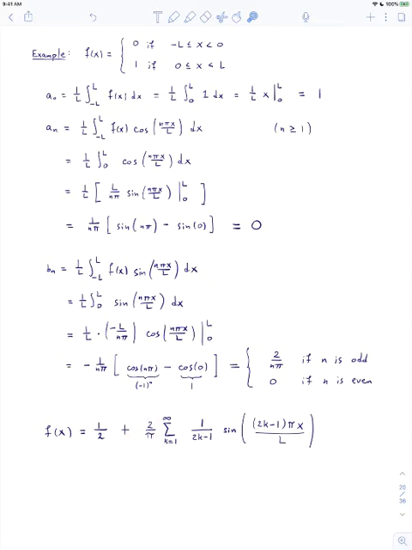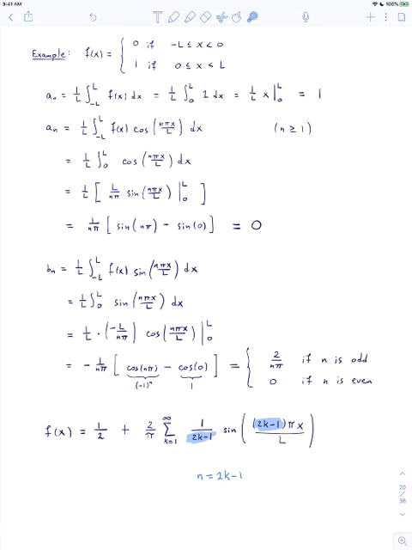But again, we're just looking at the case where n is odd, so we'll just write n is equal to 2k minus 1. And that's why we have a 2k minus 1 there and a 2k minus 1 there. So the coefficient, of course, is 2 over n pi. So 2 over pi, and then the n becomes 2k minus 1. And then it's times the sine term. Now there are no cosine terms here because the an's are all 0. But the bn's are not all 0. So that's why you have sines here.